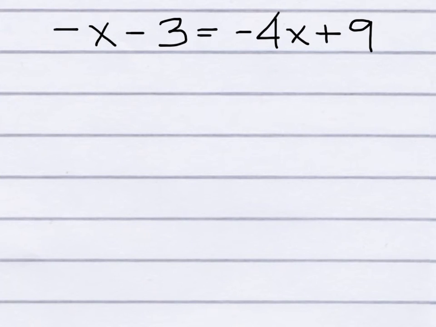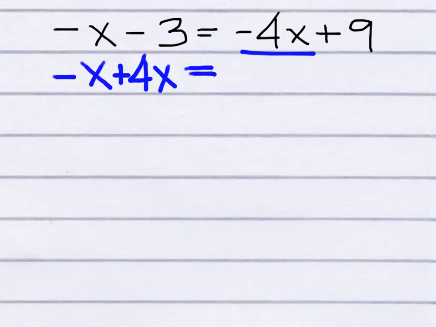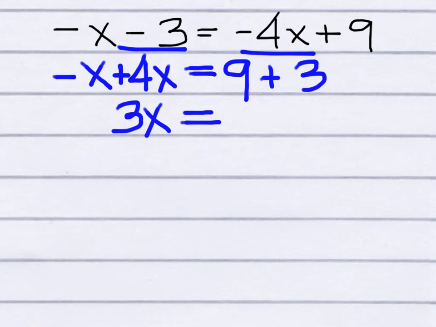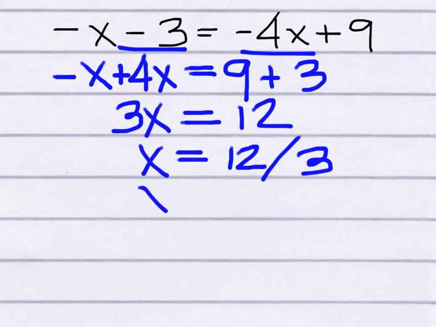The x term that's already on the left is negative x. You want to move that negative 4x from the right over to the left. It will become plus 4x. You already have a 9 on the right. On the left, you have a minus 3. That minus 3 will go to the right and become plus 3. Now simplify both sides. Negative 1x plus 4x is 3x. 9 plus 3 is 12. 12 divided by 3 is 4.